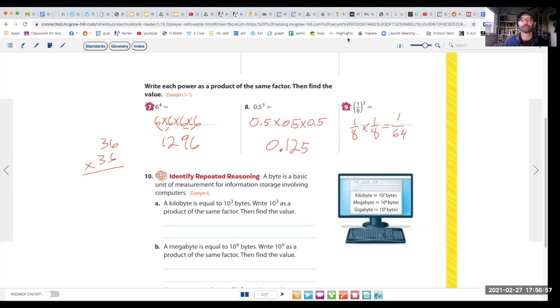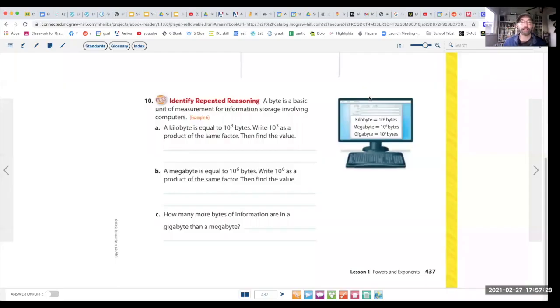That's pretty easy. Okay, let's just try one more problem. All right, so let's look at number 10 on here. And this is actually really useful information when you work with computers. And maybe that's what you're going to do someday. Here we have a kilobyte, or a K we call it, is 10 to the 3rd bytes, right? A megabyte is 10 to the 6th bytes, and a gigabyte is 10 to the 9th bytes. So here it says a kilobyte is equal to 10 to the 3rd, or 10 cubed bytes, right? 10 cubed as a product of the same factor. That means you're going to have something times something times something, and then find the value.